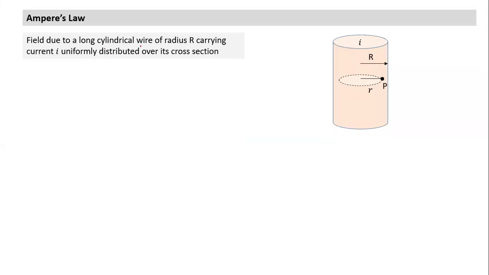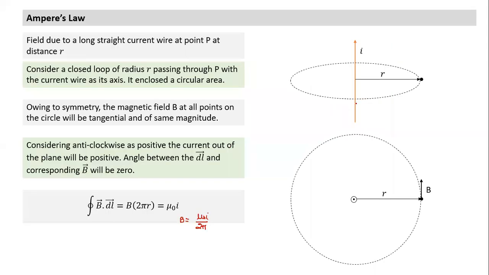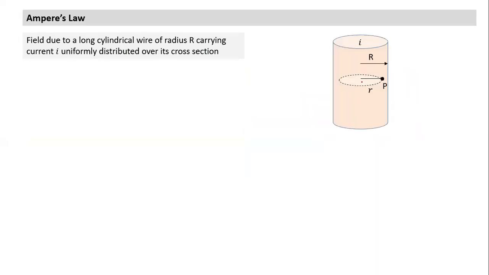Suppose we have a long cylindrical wire. In the previous case, was this wire cylindrical? It is also cylindrical, but we assumed the radius to be too small to be of any meaningful value. Here we are taking the radius not too small. This also appears like a cylinder, but what is the length of the cylinder? It goes up to infinity, and the bottom also goes to infinity. So, the field due to a long cylindrical wire of radius R, carrying current I uniformly distributed over its cross section, and let's assume the current is flowing in the upward direction.